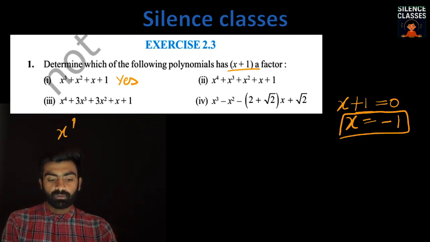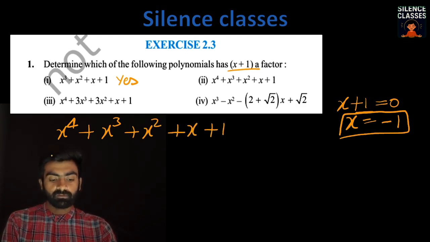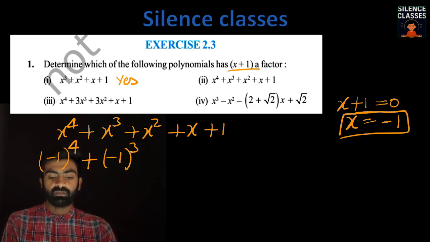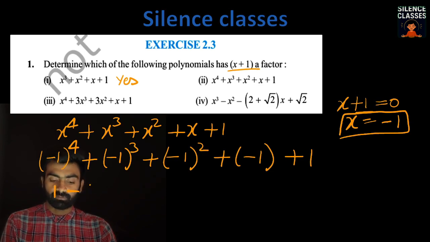X to the power 4 plus x to the power 3 plus x to the power 2 plus x plus 1 is given. So minus 1 to the power 4 plus minus 1 to the power 3 plus minus 1 to the power 2 plus minus 1 plus 1. Minus 1 to the power 4 means the power is an even number, so we will get 1 as the answer. Plus minus 1 to the power 3, the power is odd, so we get the answer in minus, so it becomes minus 1 multiplied by 1 multiplied by 1, which is 1.